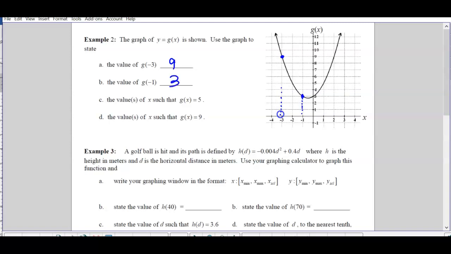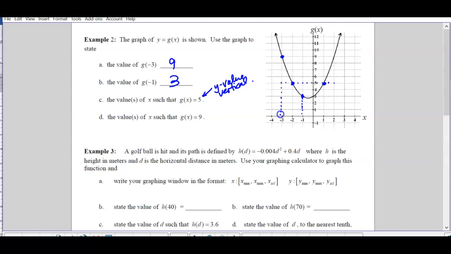Value or values of x such that g of x is 5. So that's now your y value, right? Your vertical value. Specifically in this case, it's called g, but in general, it's called the y value. And so if you look across at 5, there's actually 2 points, right? When you go across that way.